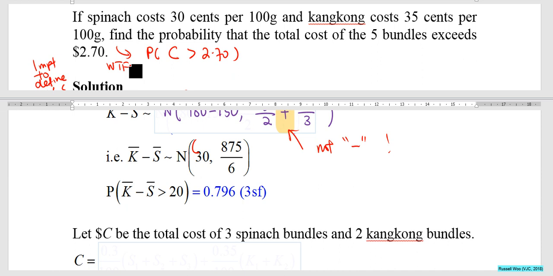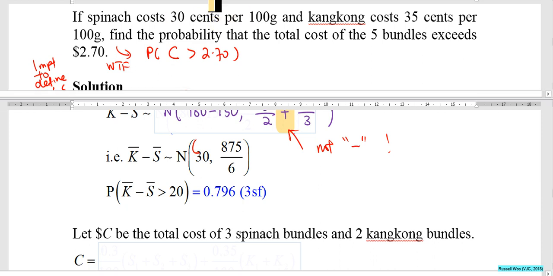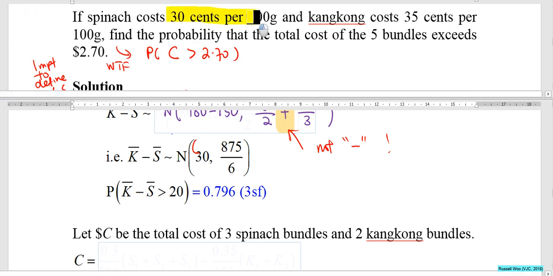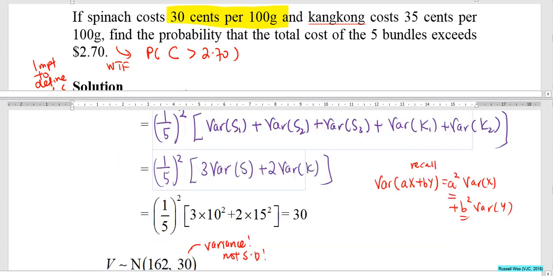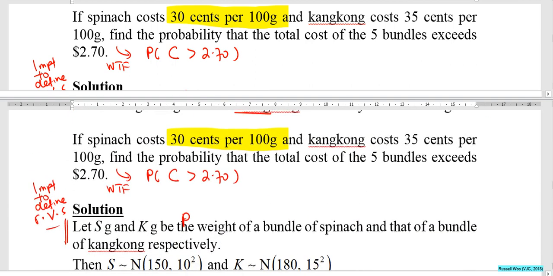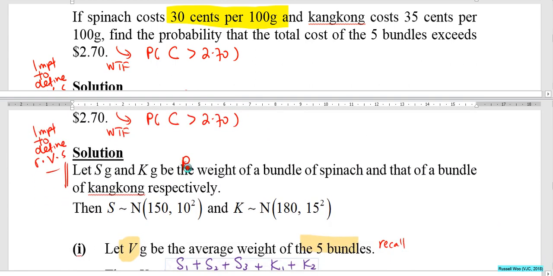Your cost is 30 cents per 100 grams. But in your definition, your S here is in grams. So it can be a little bit confusing for some of us. But never mind, let's try and work it out.